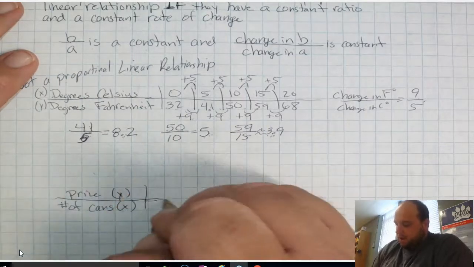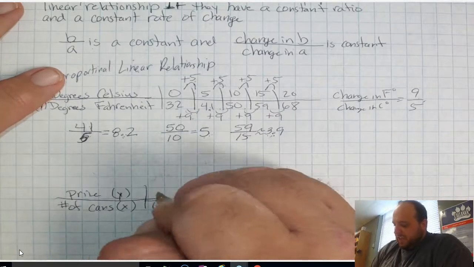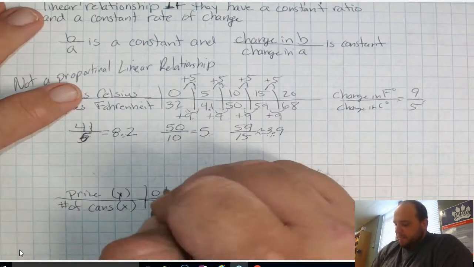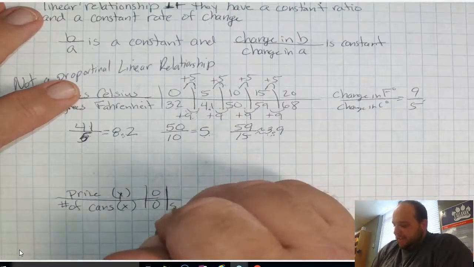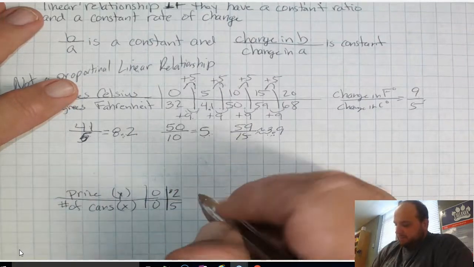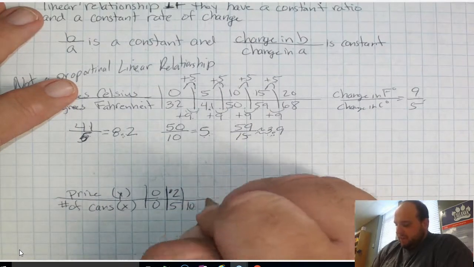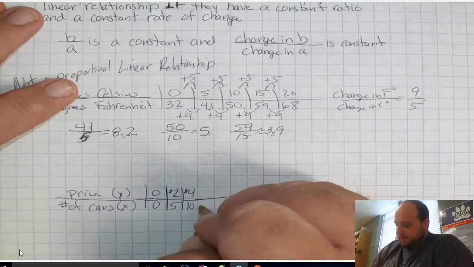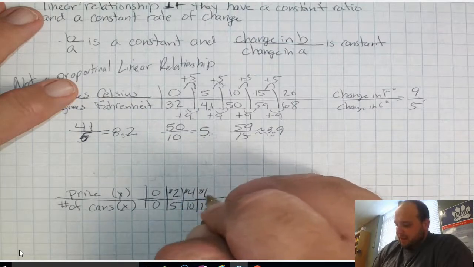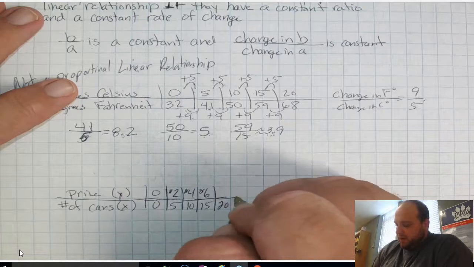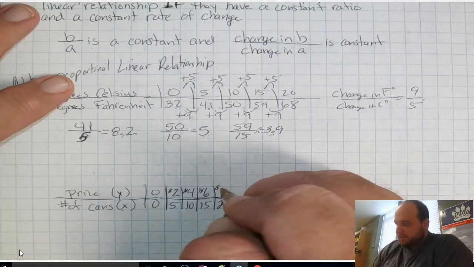All right. For 0 cans, I paid $0. For 5 cans, I paid $2. For 10 cans, I paid $4. For 15 cans, I paid $6. And then for 20 cans, I would have paid $8.